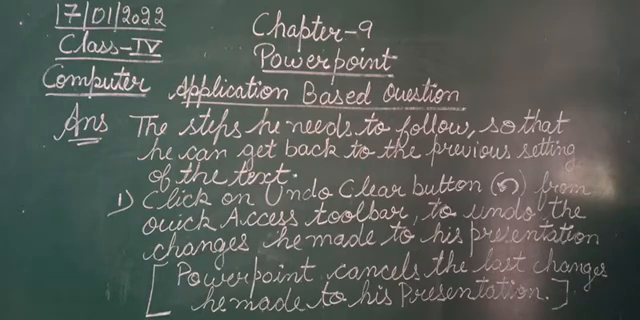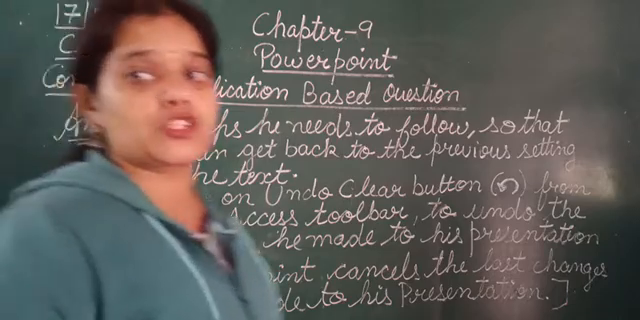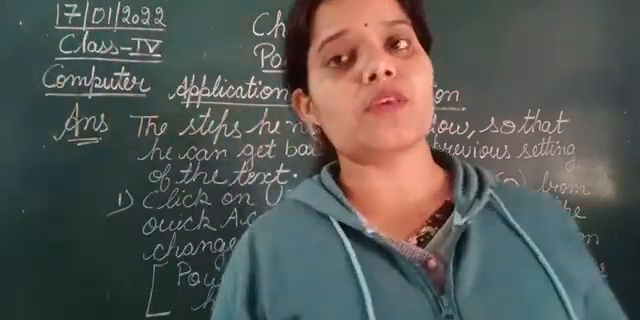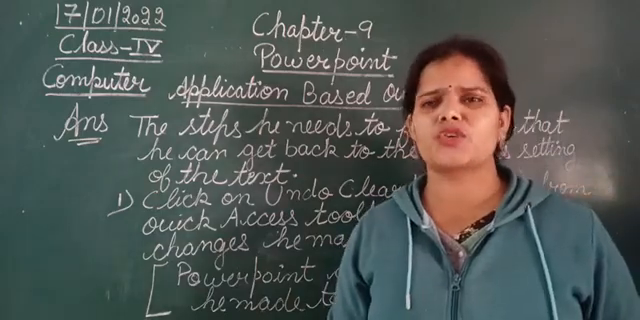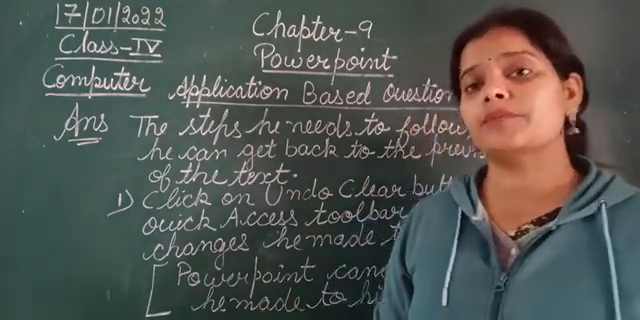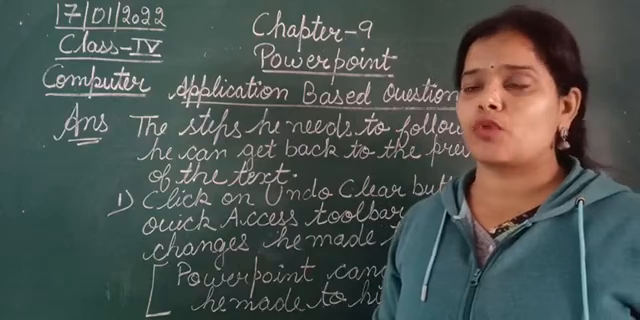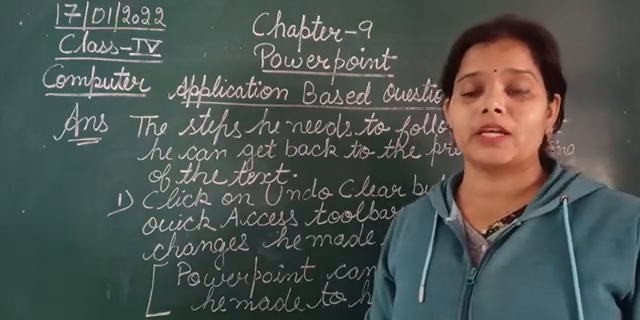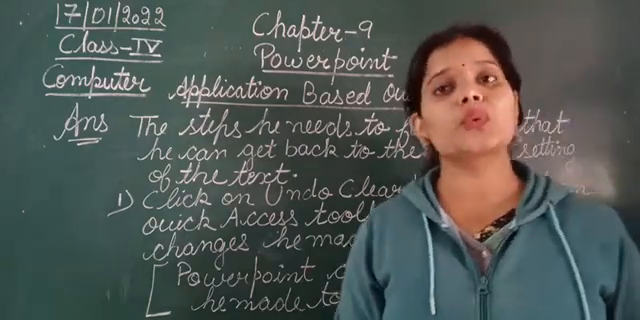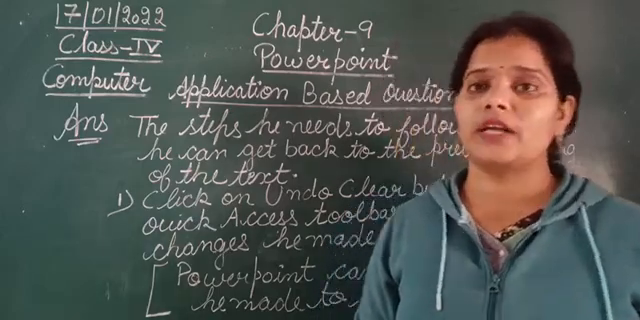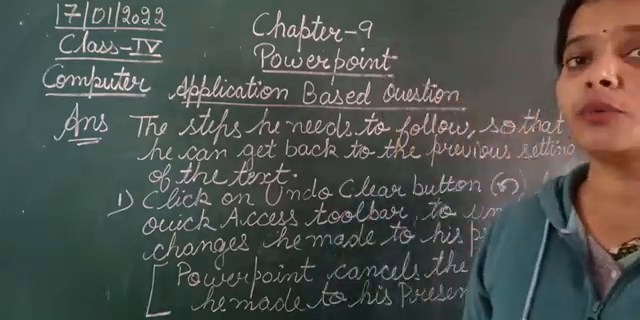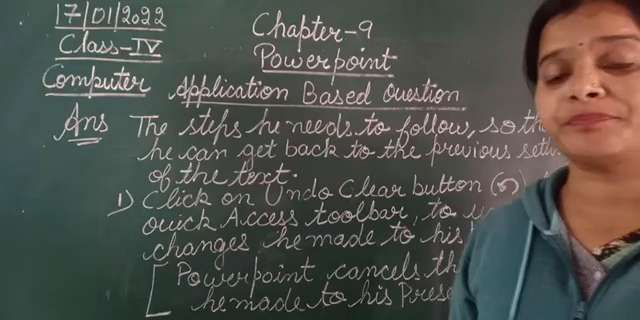So not only in this application based question about this particular person, suppose you had also made some changes in any of your presentations or any work that you had done on the desktop, but you want the previous work, which was quite better than this one. In that case, you can undo the work whatever you have done by pressing the undo button on the quick access toolbar.